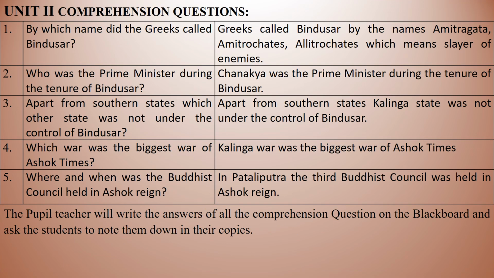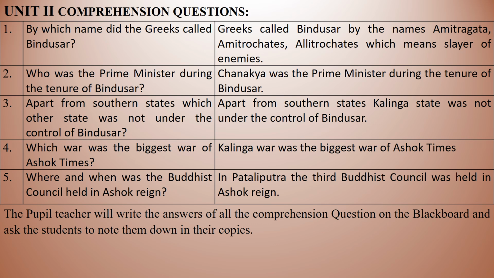Now we come to the comprehension questions of the second unit. The first question the teacher will ask is, by which name did the Greeks call Bindusara? The students will answer that the Greeks called Bindusara by the names Amitragata, Amitrochates, and Allitrochates, which means slayer of enemies. The second question the teacher will ask is, who was the prime minister during the tenure of Bindusara? The students will answer that Chanakya was the prime minister during the tenure of Bindusara.